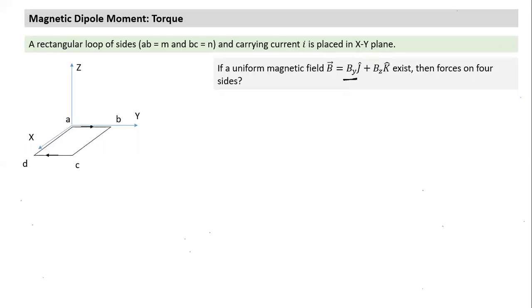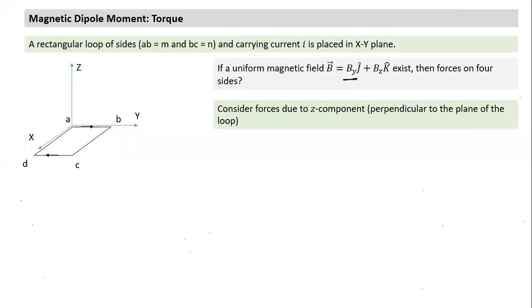Which component? The K component, which is perpendicular to the plane of the loop. Consider forces due to the Z component, perpendicular to the plane of the loop. This BZ is along the Z direction. Since it is in the vertical direction, forces will lie in the horizontal plane, in the plane of the loop. I hope you all have understood that force is perpendicular to the magnetic field as well. If the magnetic field is along the Z direction, all forces will lie in the XY plane.